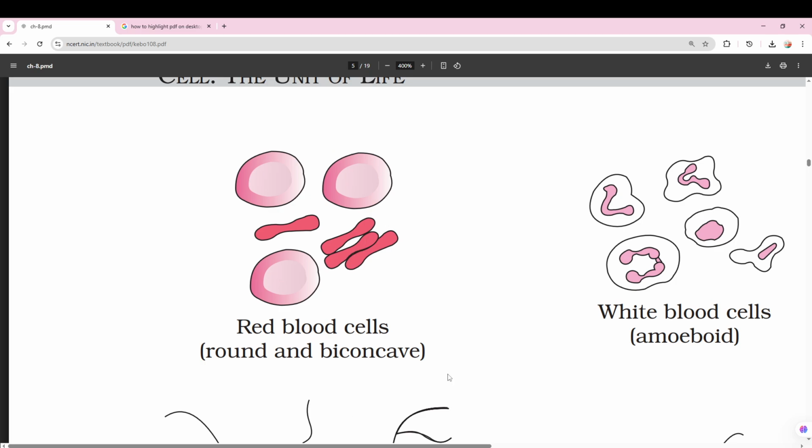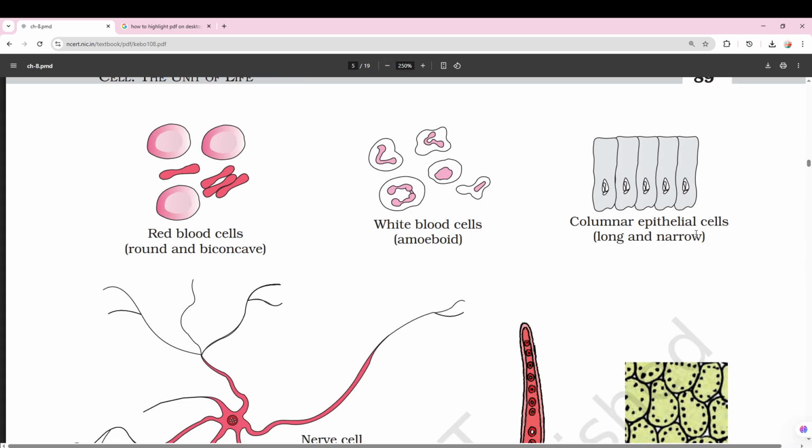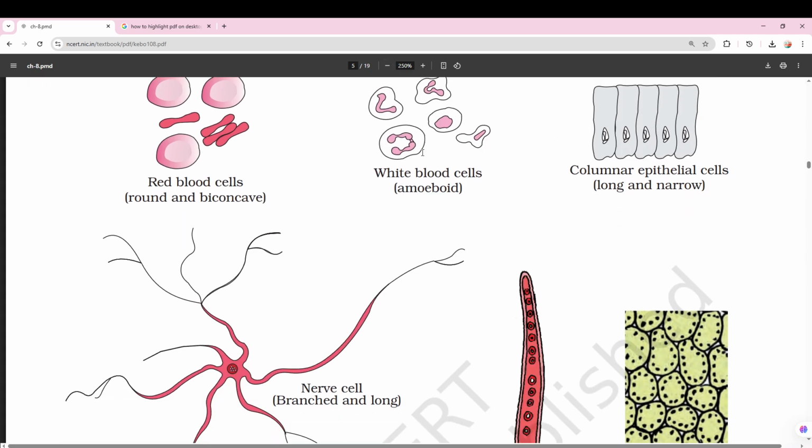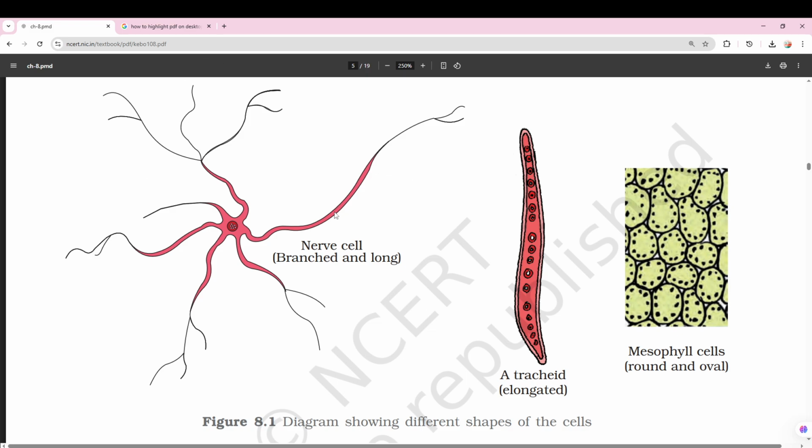This is a red blood cell, round and biconcave, and this is the white blood cell. It is called amoeboid. This is columnar epithelial cells, long and narrow. This is a nerve cell, branched and long. This is a trachea, elongated. Mesophyll cells, round and oval. Diagram showing different shapes of the cell.